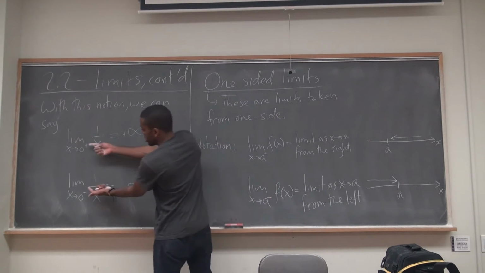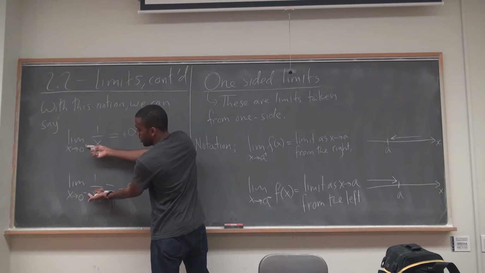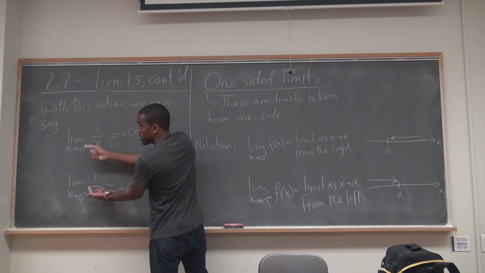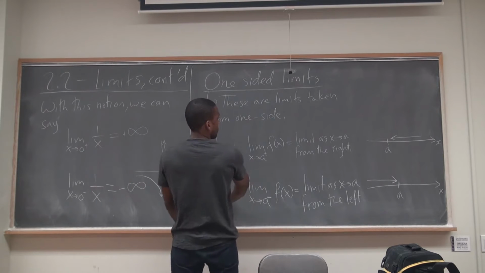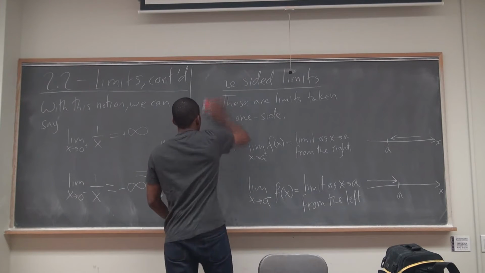So this notation here just means I'm talking about limits getting close to something, but only from one side at a time. That's the notion of a one-sided limit.